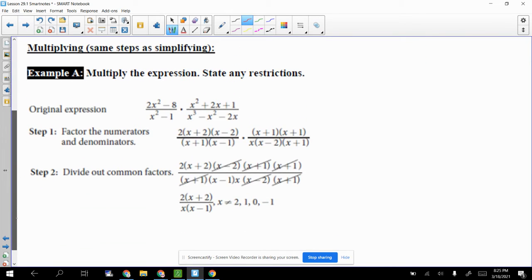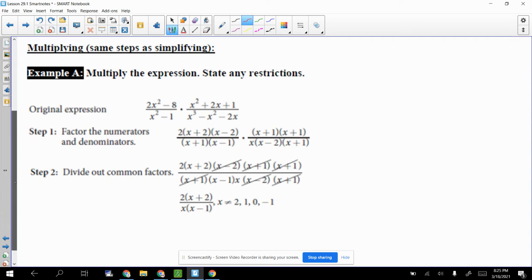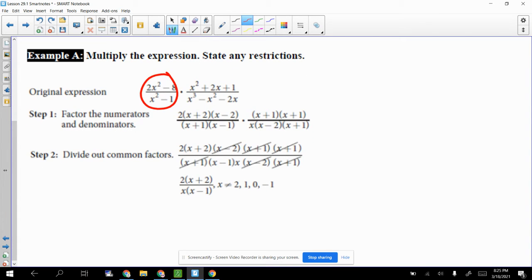So if we look here, multiplying has very similar steps as simplifying. We just have to do a little bit more factoring. Basically you have a rational expression and a rational expression, and they're being multiplied, okay? So what you want to do is factor both numerators and both denominators, and then anything that's on the top and bottom that is the same, you can cancel, and whatever's left will be your final answer. Now, we do have to look at both denominators for the restrictions, okay? So that's what they did here.